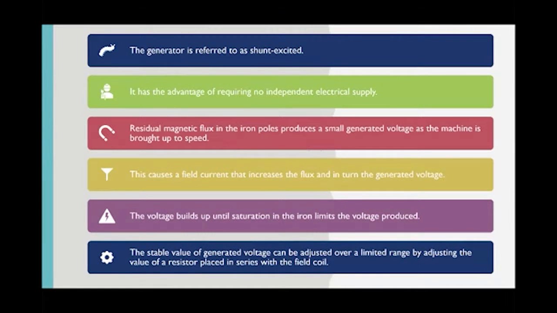Alright, first of all, the generator is referred to as shunt excited. Okay, what is shunt excited? Shunt excited basically just means that it's a type of DC generator on the basis of the source of field current. You can refer to your DC generator diagram to have more information. It just basically means the basis of source.